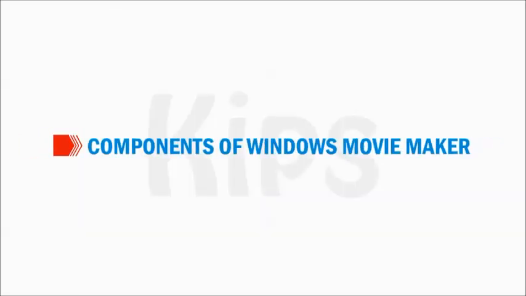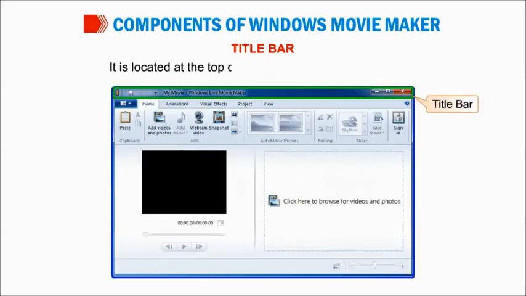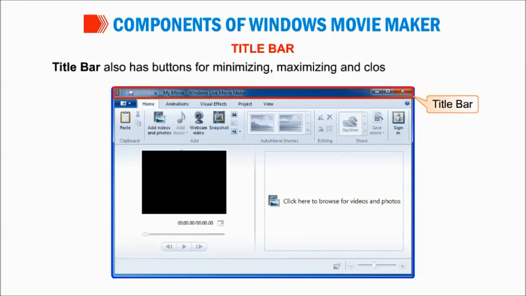Now let us talk about components of Windows Movie Maker. The components of Windows Movie Maker are shown below. Title bar. It is located at the top of Windows Movie Maker window. It displays the project name and application's title. Title bar also has buttons for minimizing, maximizing and closing the program.